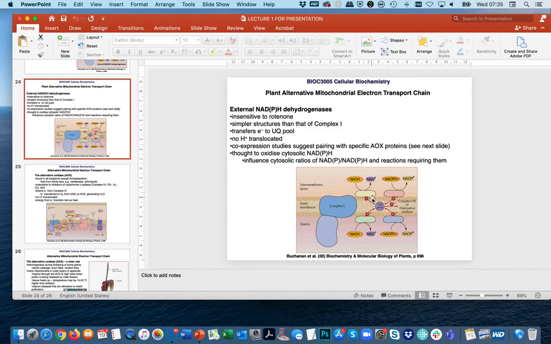They're thought to oxidize cytosolic NADH and NADPH, and in that way influence the cytosolic ratios of the oxidized and reduced forms of NADH and NADPH, and also the reactions that require NAD or NADH, NADP, or NADPH. So they have some kind of potentially regulatory function.